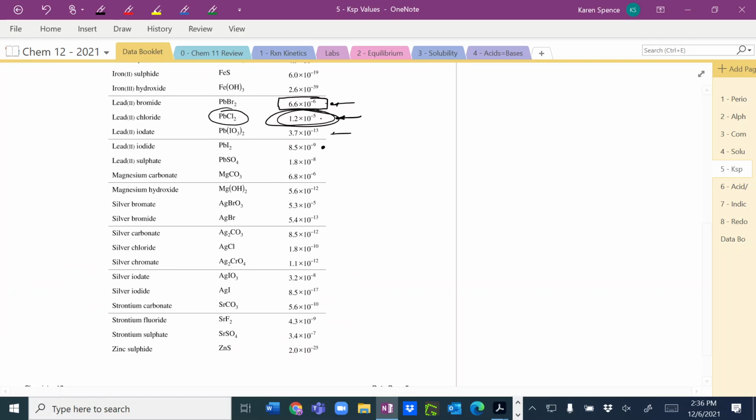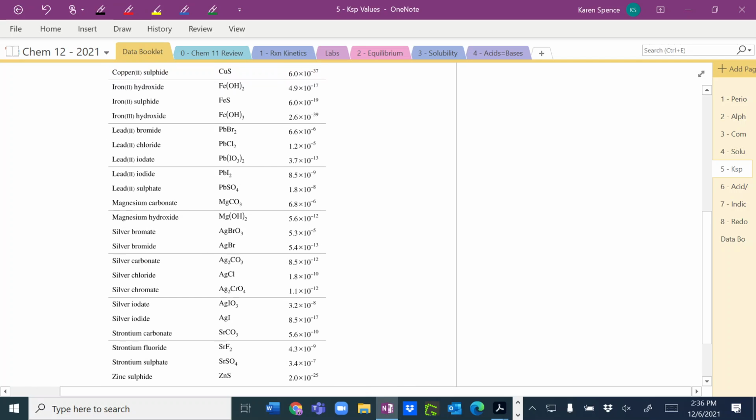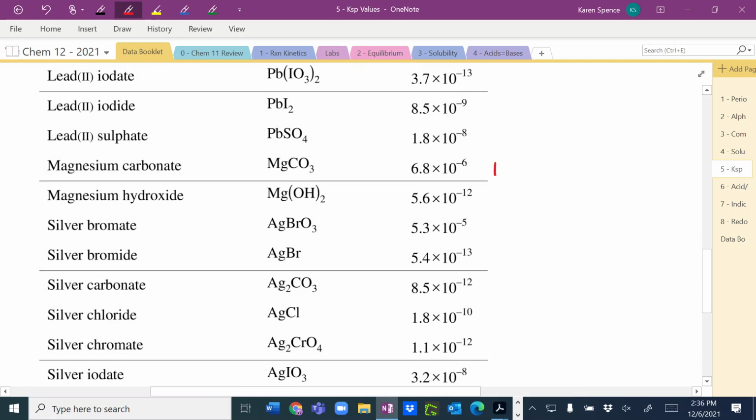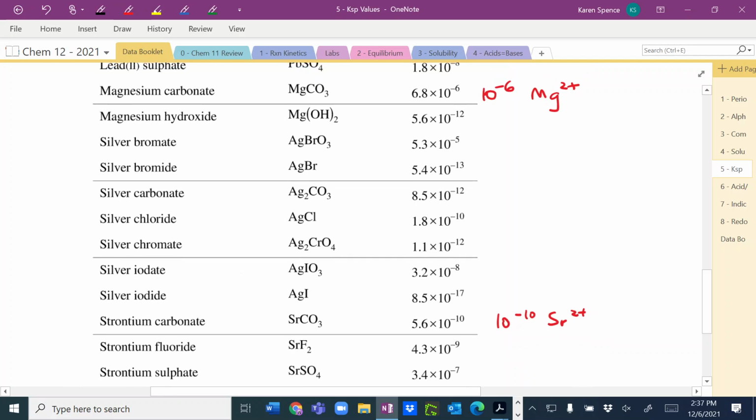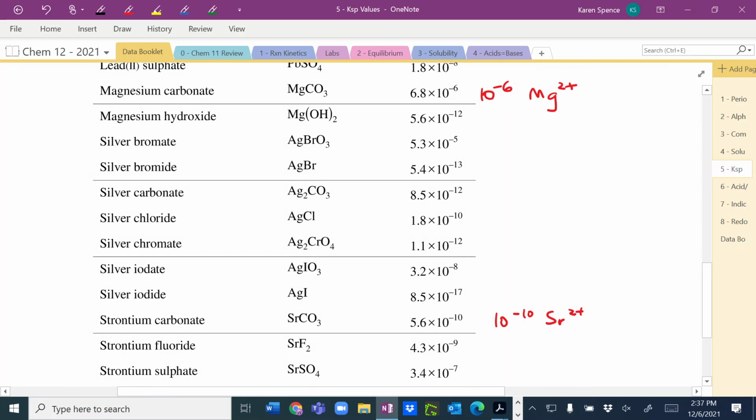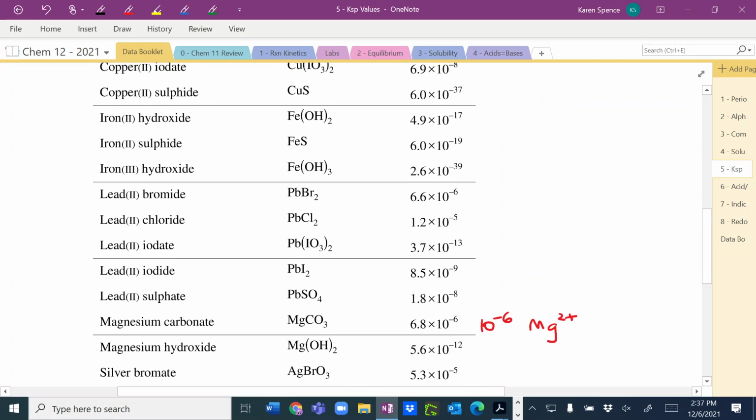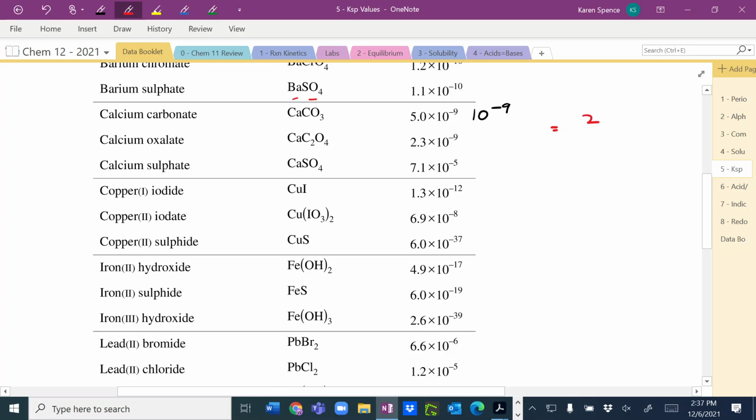So carbonates. Magnesium carbonate is 10 to the minus 6. That's magnesium. Strontium carbonate is 10 to the negative 10. So if we were just looking at strontium and magnesium, which one would have the lower carbonate concentration? The strontium, and then we'll just do a quick check on calcium, which is way up here, and calcium is 10 to the negative 9, so it would also be higher than the strontium, so it's going to be strontium carbonate.